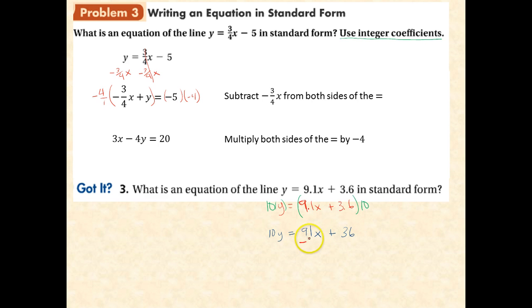Then I could subtract 91x from both sides to get the x's off that side. So I would have negative 91x plus 10y equals 36. And then just to make it nice and pretty, I'm going to multiply both sides by negative 1 so that my x coefficient is positive. 91x minus 10y equals negative 36. So there's our nice, pretty standard form equation.